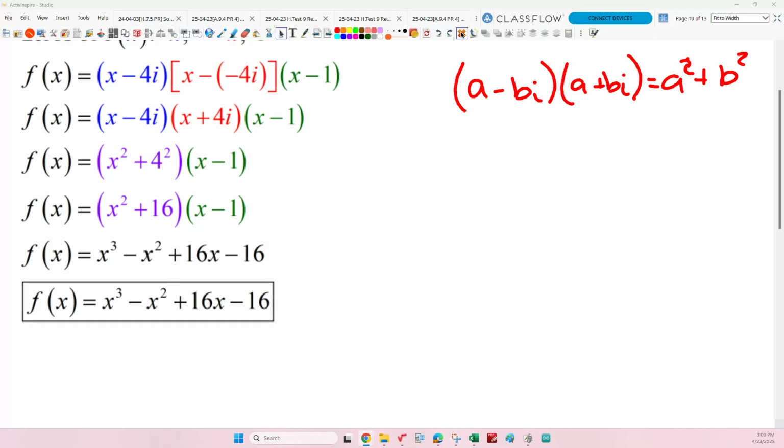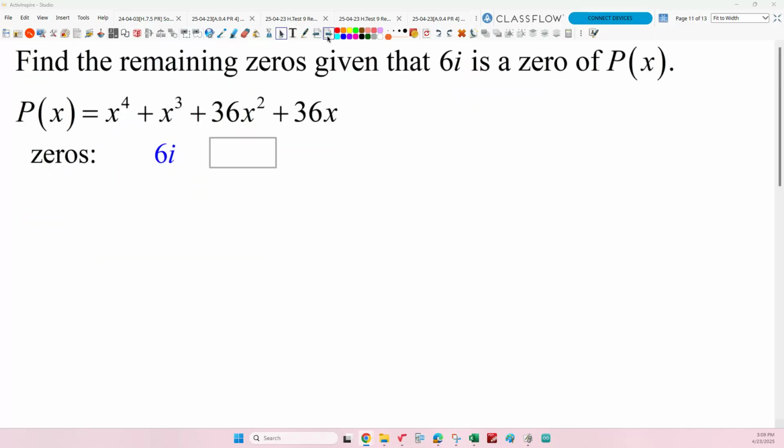I think there's one more example. This one's kind of a lot, but it's not too bad. Okay. We're given a 4th degree polynomial. How many zeros in the end will we have? So how many factors in the end will we have? 4. So if 6i is a 0, what's the other 0? Negative 6i.